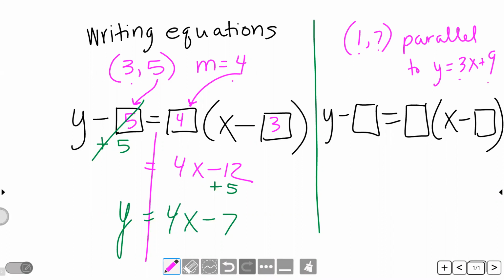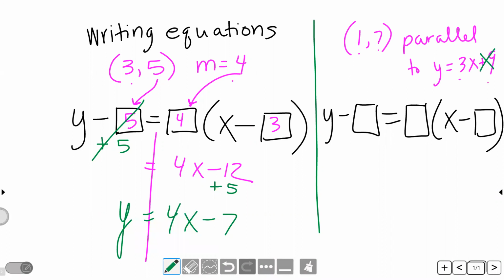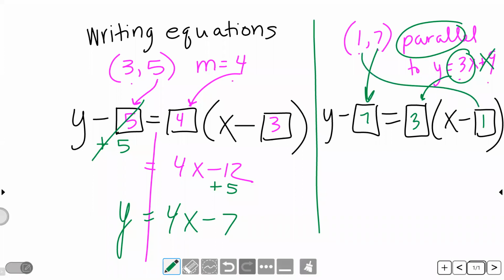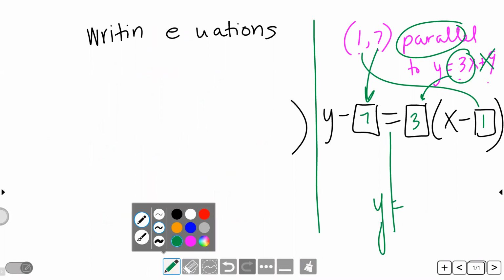So you have to know that you don't care about the y-intercept of the other line. Just think of your vocab. Parallel means same slope. So to be parallel, you need the same slope. And then the rest is the same. 7 goes here, 1 goes here, and then you solve for y. All right, and I'm gonna keep on using the same spot to compare.